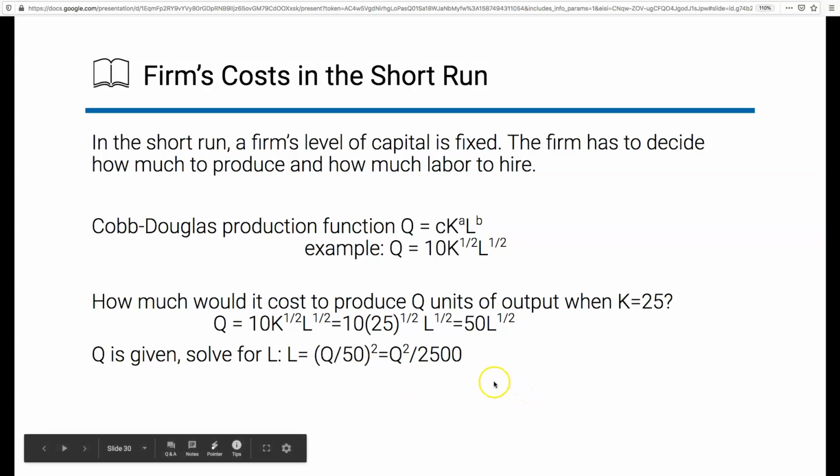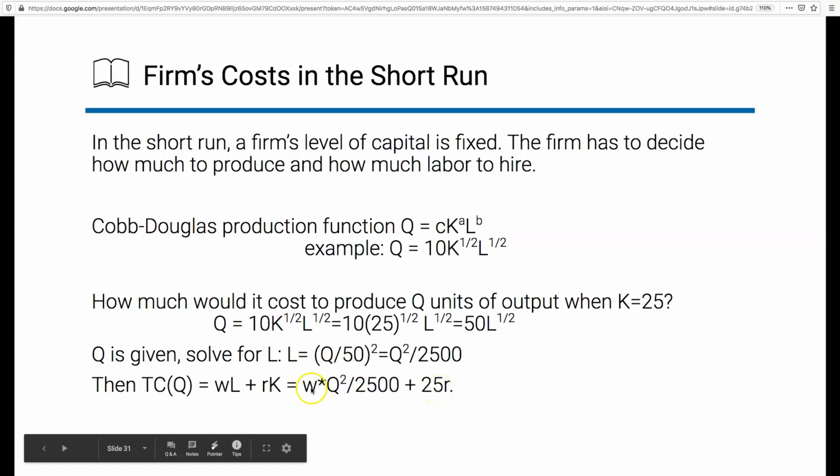And now when we finally want to move on to the costs, we can say that total cost of production is the cost of hiring labor at the market wage rate of W plus the cost of hiring capital at the market interest rate. And we know that Q squared over 2500 is the amount of labor that we need to hire, so multiplied by W, plus 25 is the amount of capital that we have in the short run, and this number does not change at all, multiplied by the interest rate on capital, and you'll get your total costs.